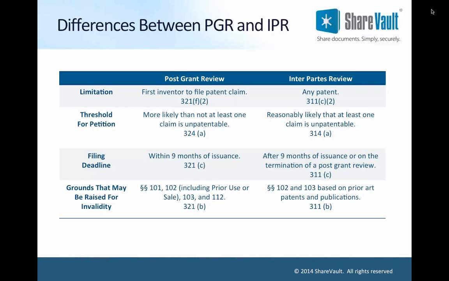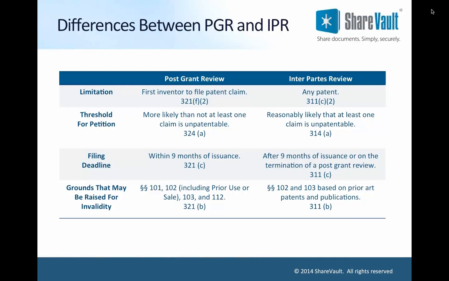So the threshold for the petition, basically, if you want to move forward with these, you have to file a petition which is reviewed by the PTAB, and in deciding whether or not they're going to go forward, they have to weigh the evidence that you present. And if they decide that it's more likely than not, basically, that there's a greater than 50% chance that one of the claims is unpatentable, then they will go forward with it.